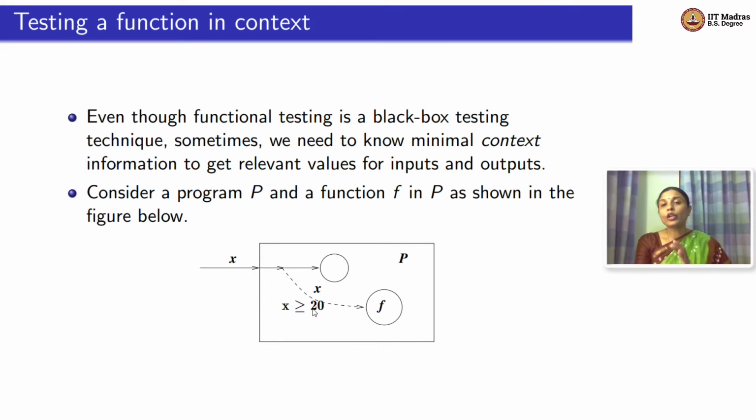Please remember, we are doing black box testing. So we may not get the knowledge about this decision being there to reach f and to test f. So sometimes even when we are doing black box functional testing, whenever needed in contexts like these, for example, I have to test f, and to reach f, I need the value of x to be at least 20. So we say, I take this as contextual information, minimally, so that I know how to reach f and I can design test cases that are useful for f.